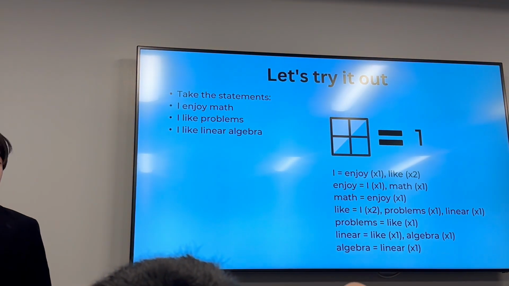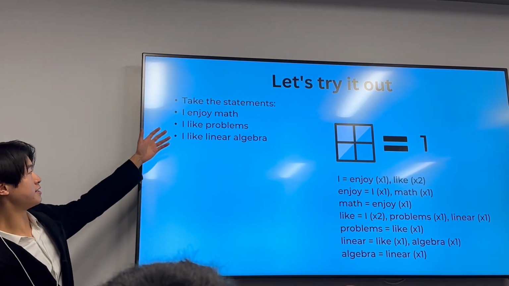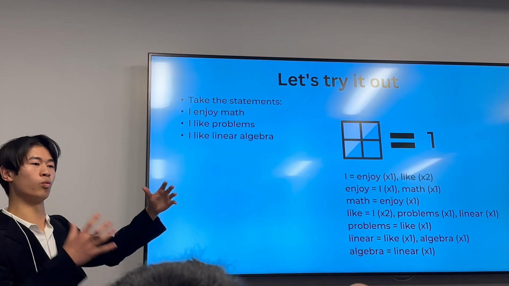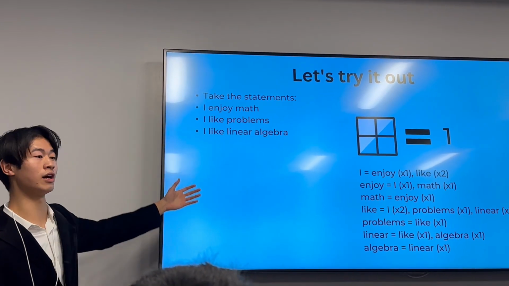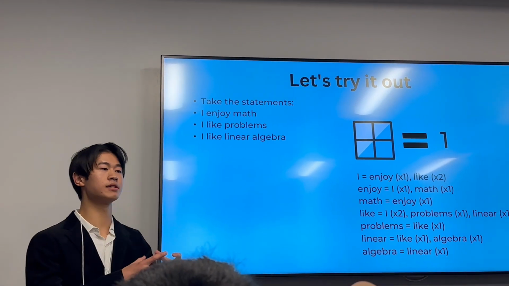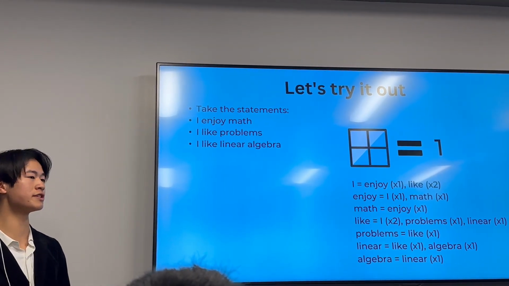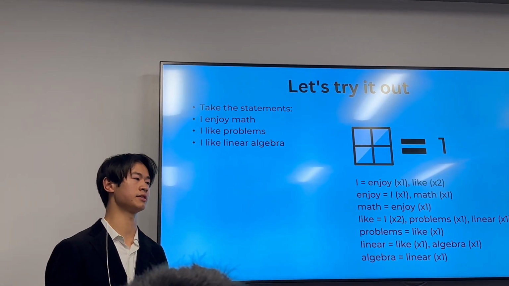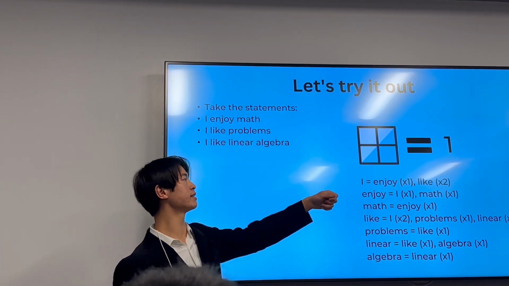So let's actually try this out. The goal for today is to look at this sample dictionary. Let's just say this world has only 3 sentences: I enjoy math, I like problems, and I like linear algebra. And let's try to extract these similarities between different words in the dictionary. The first step is to figure out context. To look at context, we take this idea called the window size. We set the window size to 1.